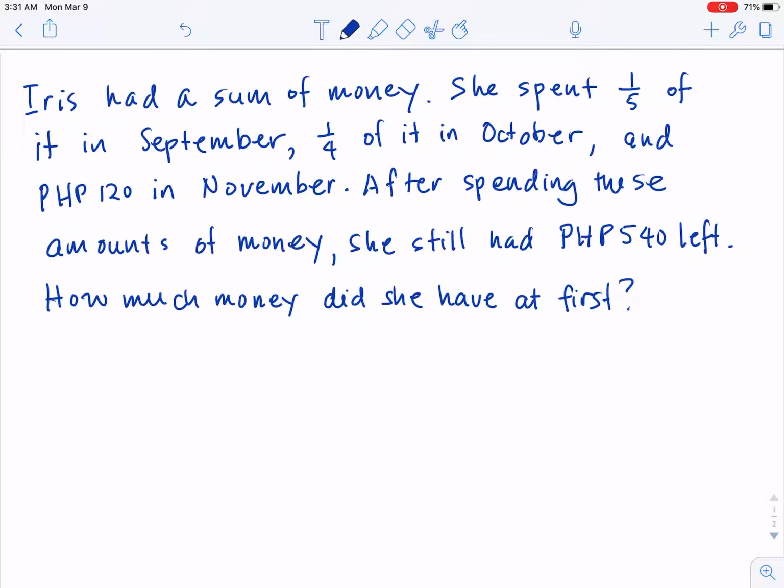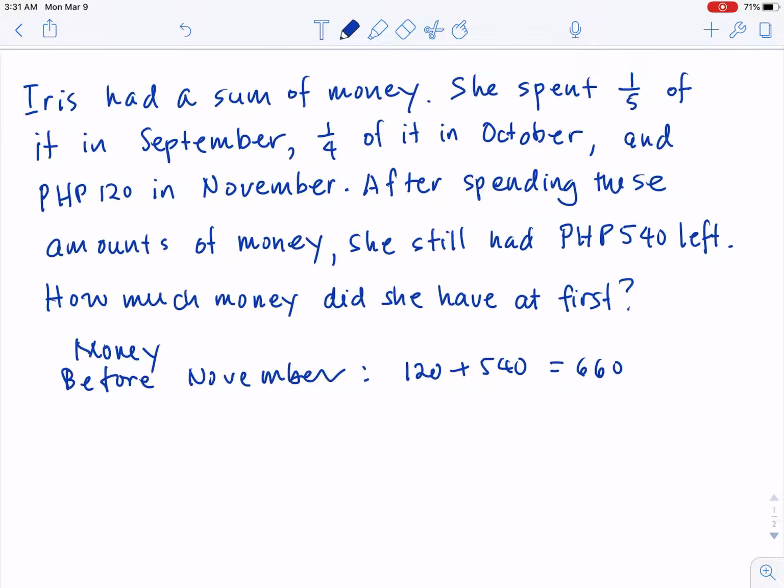Okay, so wala muna tayong algebra. So 540 yung natira niya, no? Pero nag-spend siya ng 120 in November. So ibig sabihin, before November, ang kanyang pera ay meron siyang 120 plus 540, no? So, ilan yan? This is 660. Ito yung pera niya. And this is money before November.